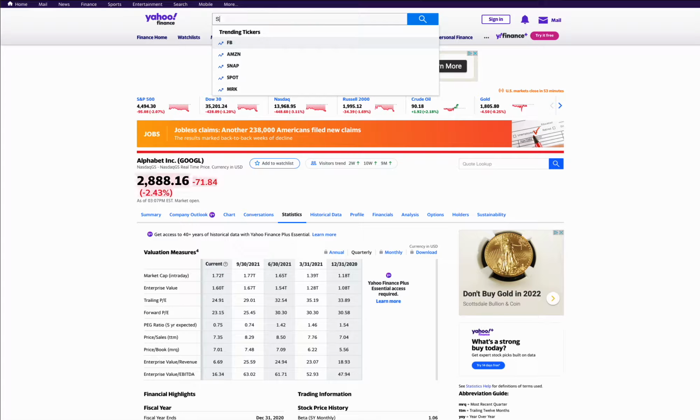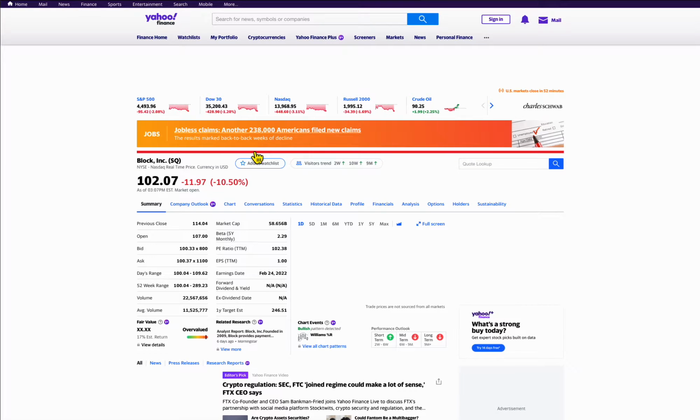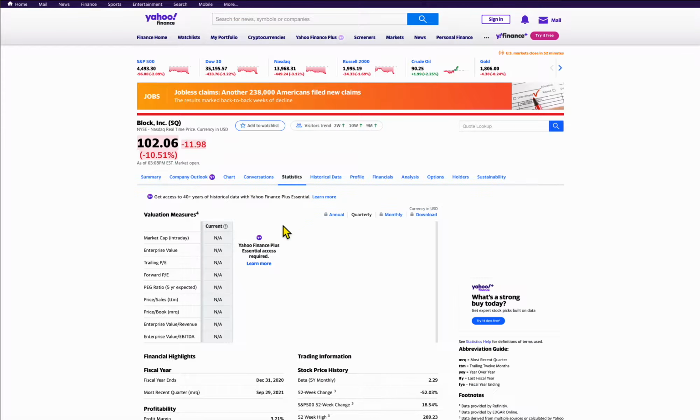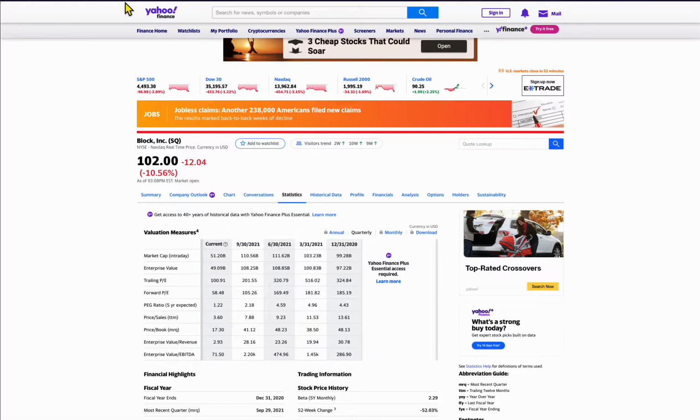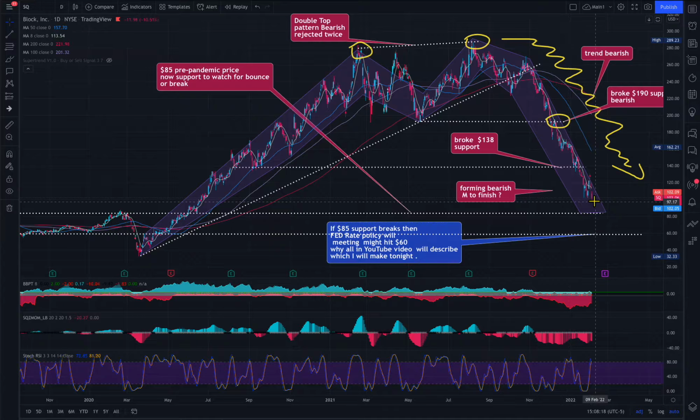Now let's check Square. Square's PE ratio is 58 at this price. Coming out right now, $60. Now you can do your math. Who's going to pay $60 when you can see all these falling knives here, right? So that is the wrong calculation. So basically, definitely need a drop. So right now price is $102.